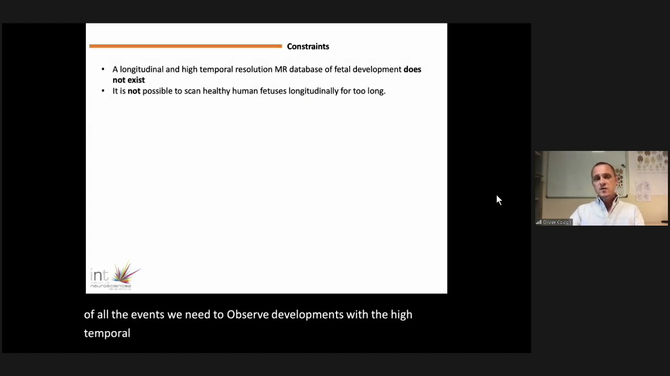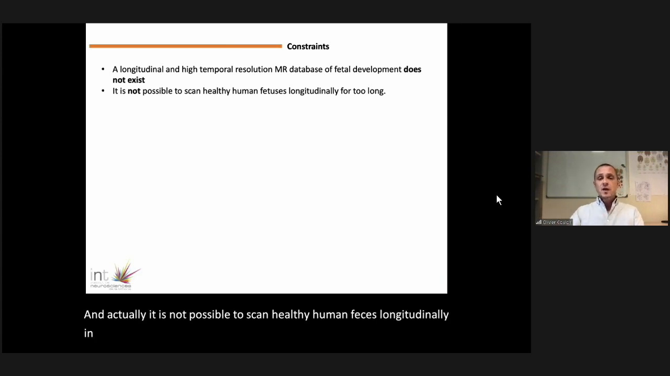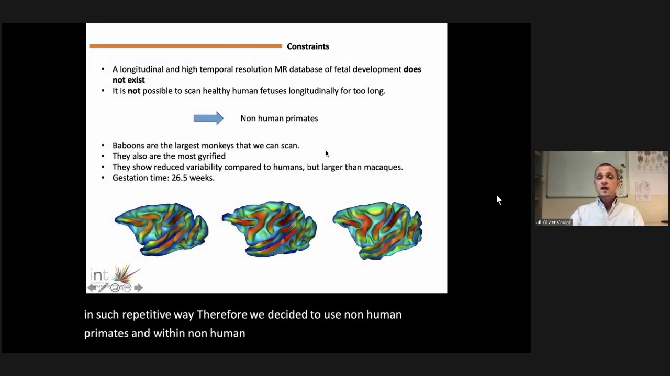Unfortunately, so far there is no MR database that fulfills those criteria. And actually, it is not possible to scan healthy human fetuses longitudinally in such a repetitive way. Therefore, we decided to use non-human primates, and within non-human primates, baboons are a very good choice.